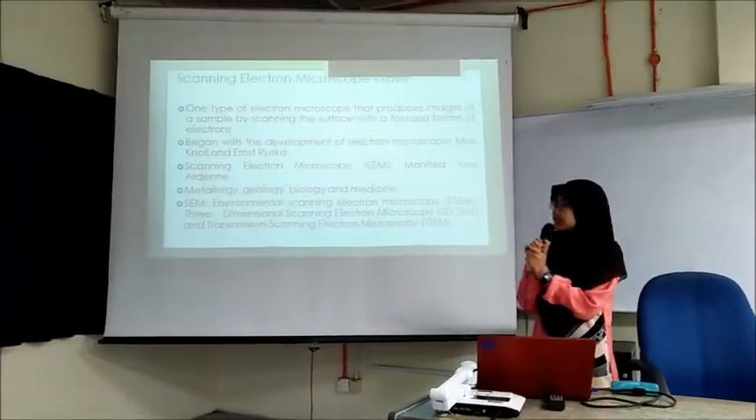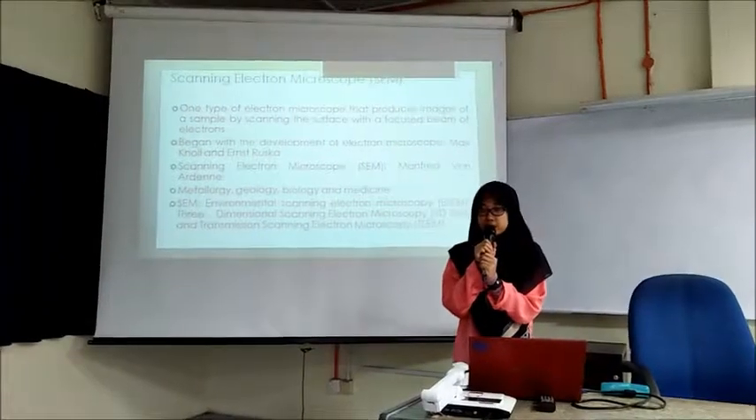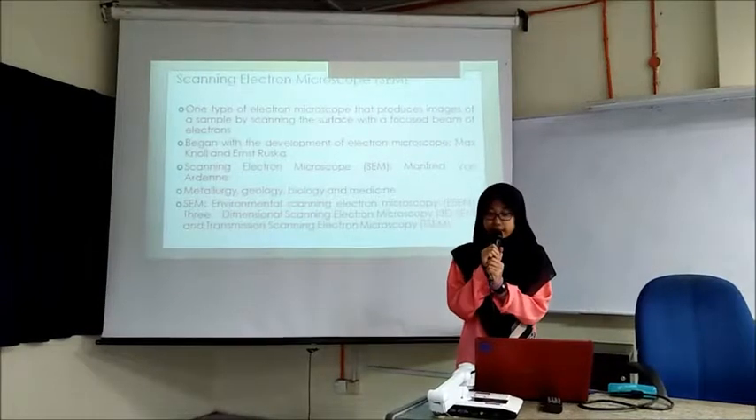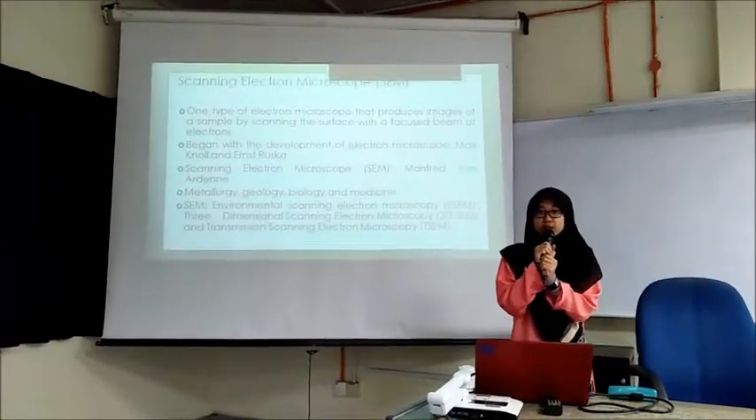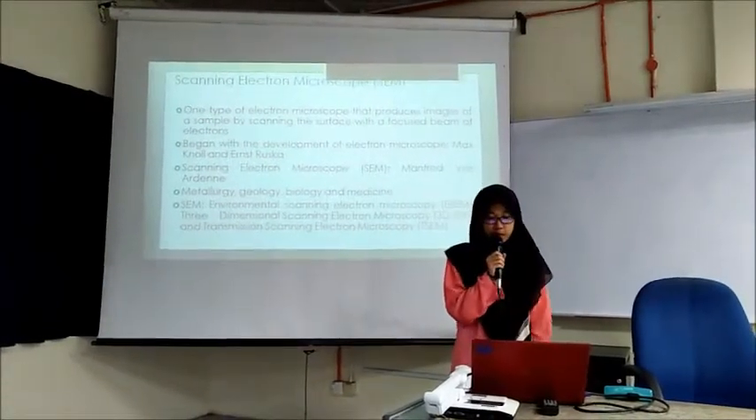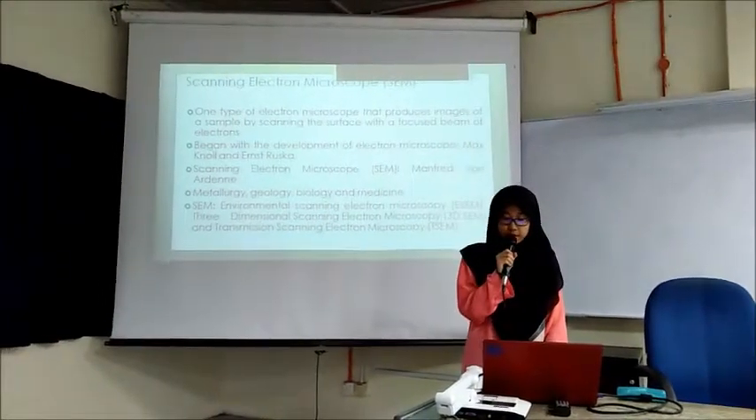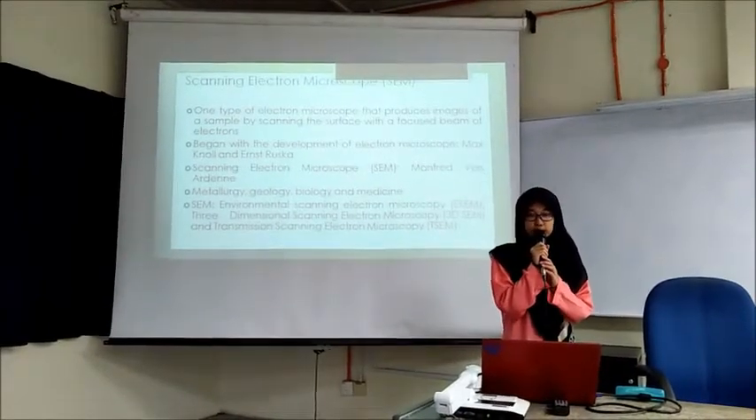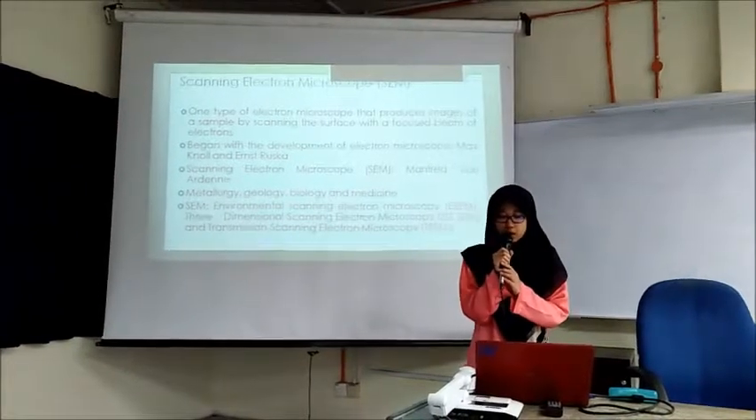Actually, the history of the scanning electron microscope started with the development of the scanning electron technique created by Max Knoll and Ernst Ruska in 1931. After that, many researchers became interested in designing and doing more research about the scanning electron microscope. As a result, in 1937, Manfred von Ardenne produced the first and earliest scanning electron microscope in Berlin. So, he is the person who invented the scanning electron microscope.